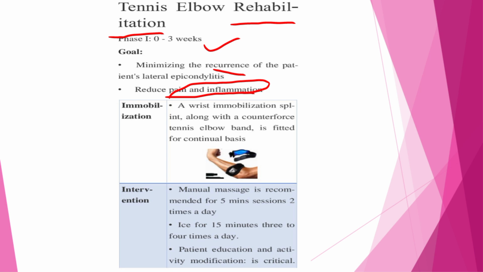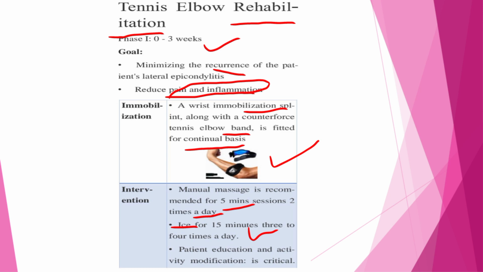We do immobilization, a wrist immobilization splint, along with a counterforce tennis elbow band fitted on a continual basis. An intervention in the acute phase is manual massage, recommended for a 5 minute session 2 times a day. In the acute phase, we also use ice for 15 minutes, 3 to 4 times a day. Tennis elbow is most common in athletes, so we do icing. This is the acute stage.